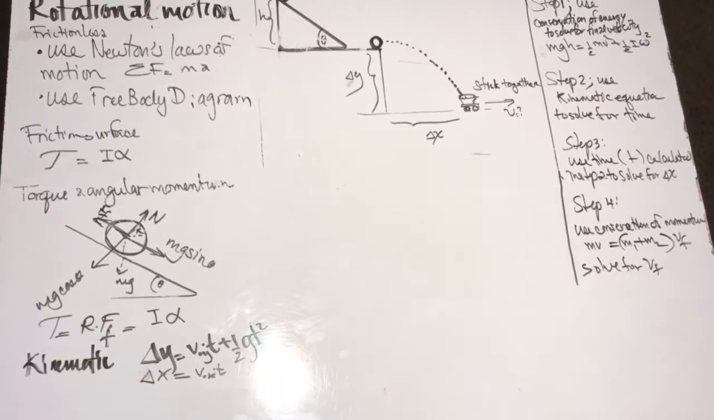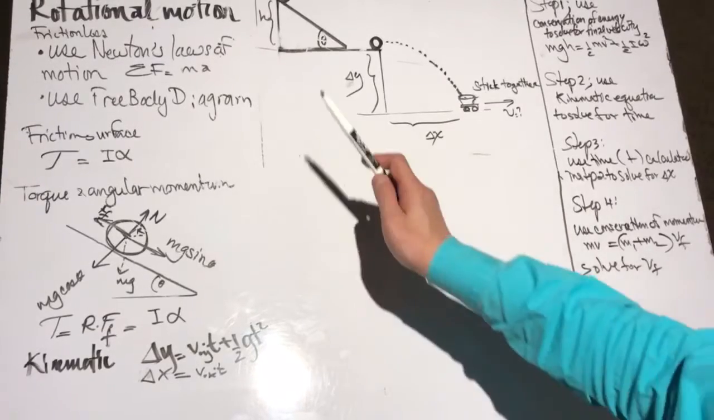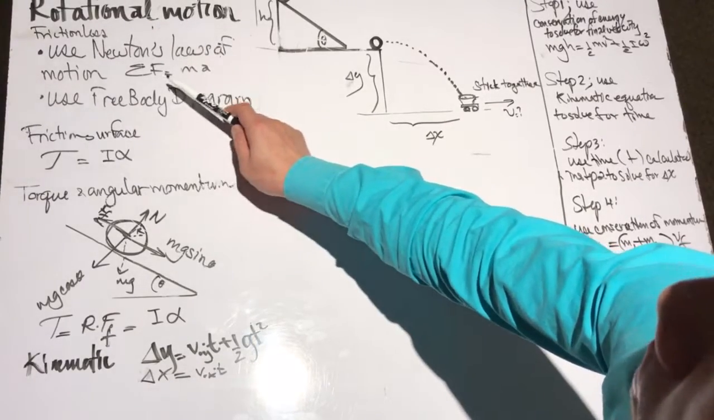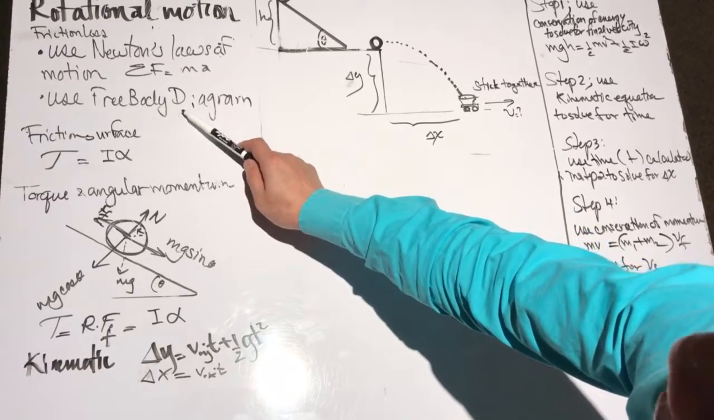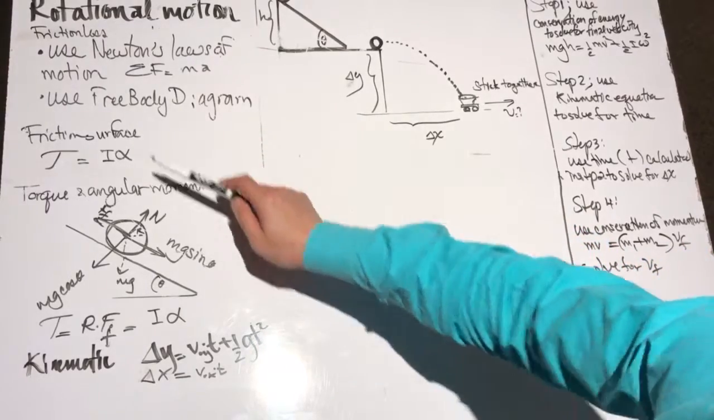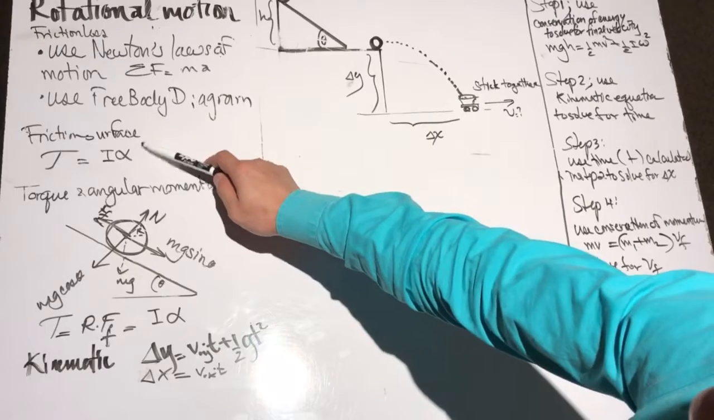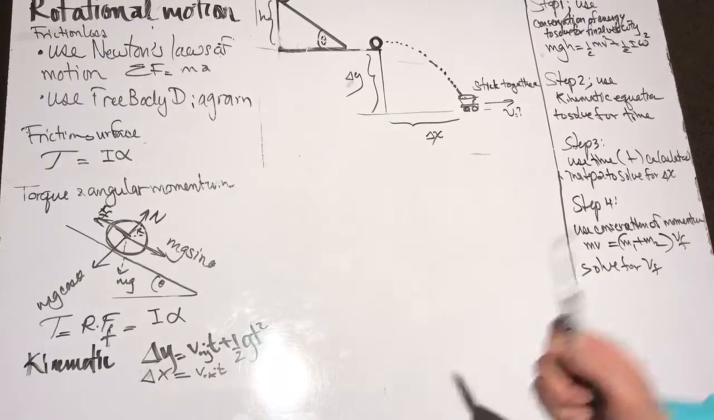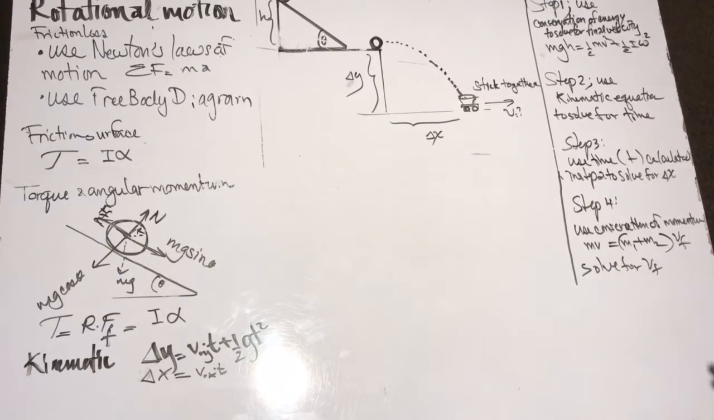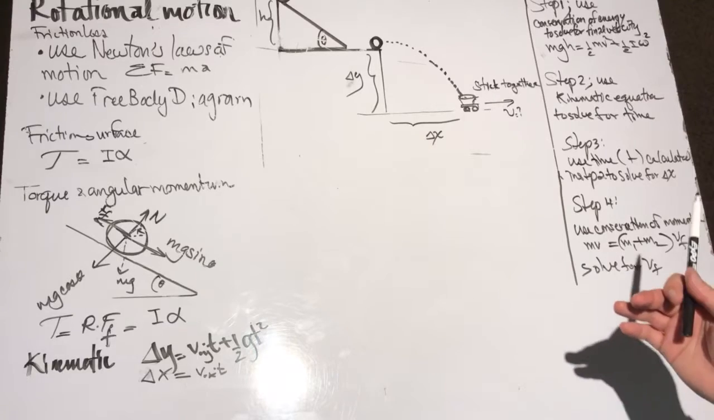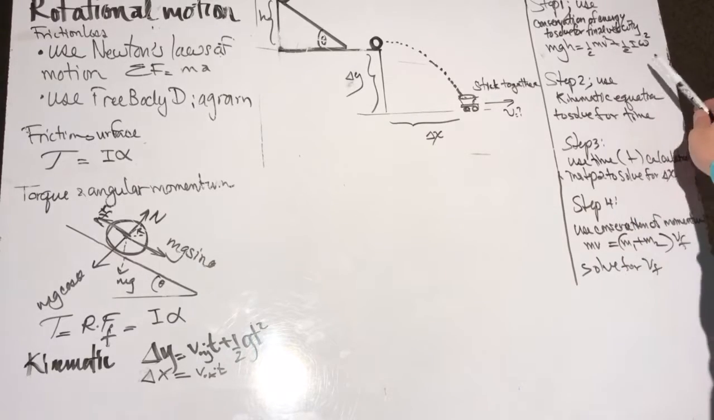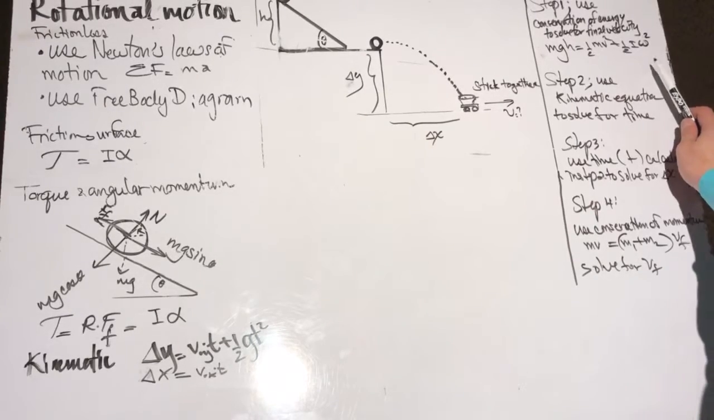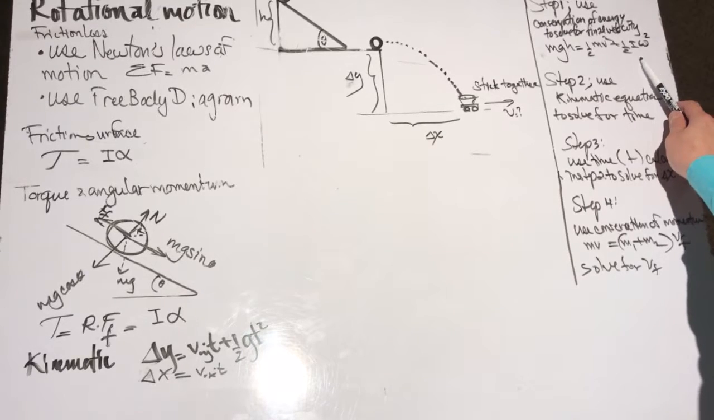the concept on the left hand side right here, which is like, first we're going to have to use Newton's laws of motion and use a free body diagram for a frictionless surface. For a friction surface, we use torque. And what we're missing right here is the conservation of energy. So these are the steps that we need to be able to figure out.